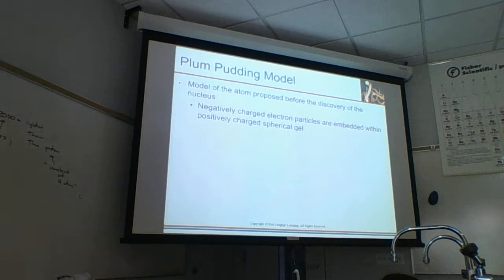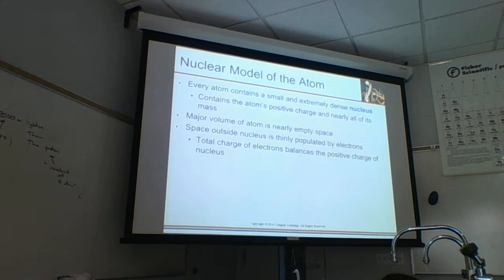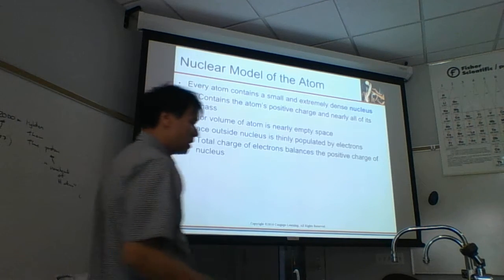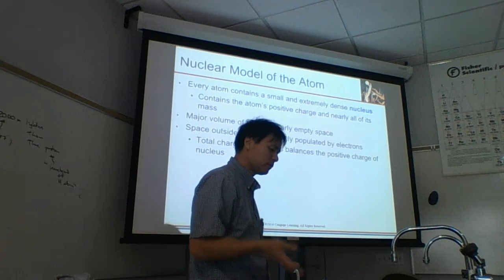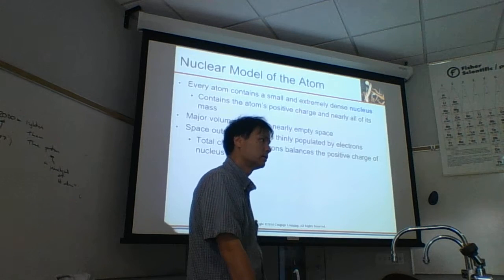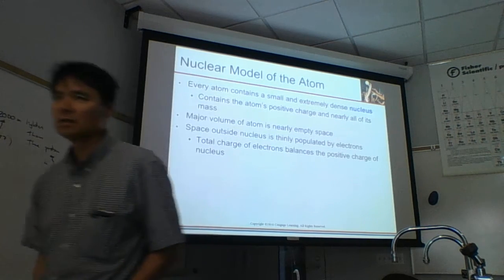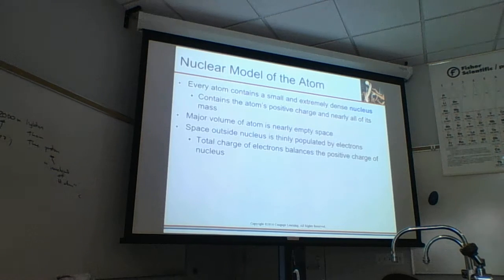A competing model was the nuclear atom model. In the nuclear atom model, everything is not uniformly distributed. If everything is uniformly distributed, is it fairly homogeneous or heterogeneous? It's homogeneous. It turns out the structure is quite heterogeneous. And where did this nuclear atom model come from? Did somebody just hypothesize, today I'm going to hypothesize the nuclear atom model?